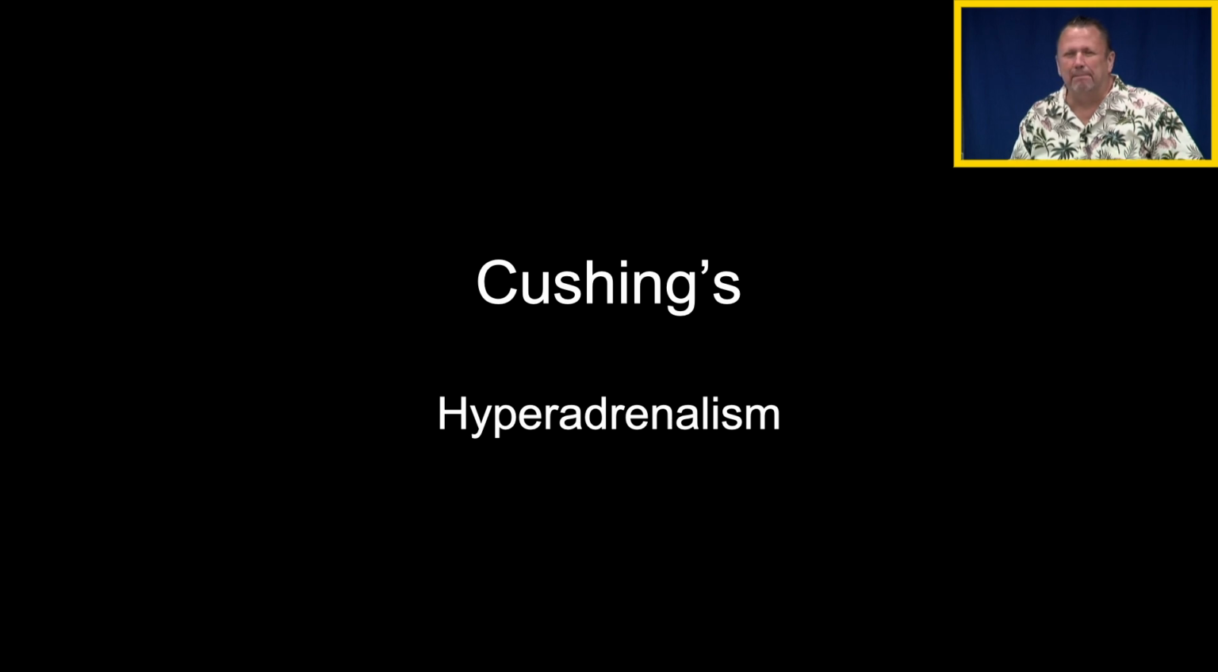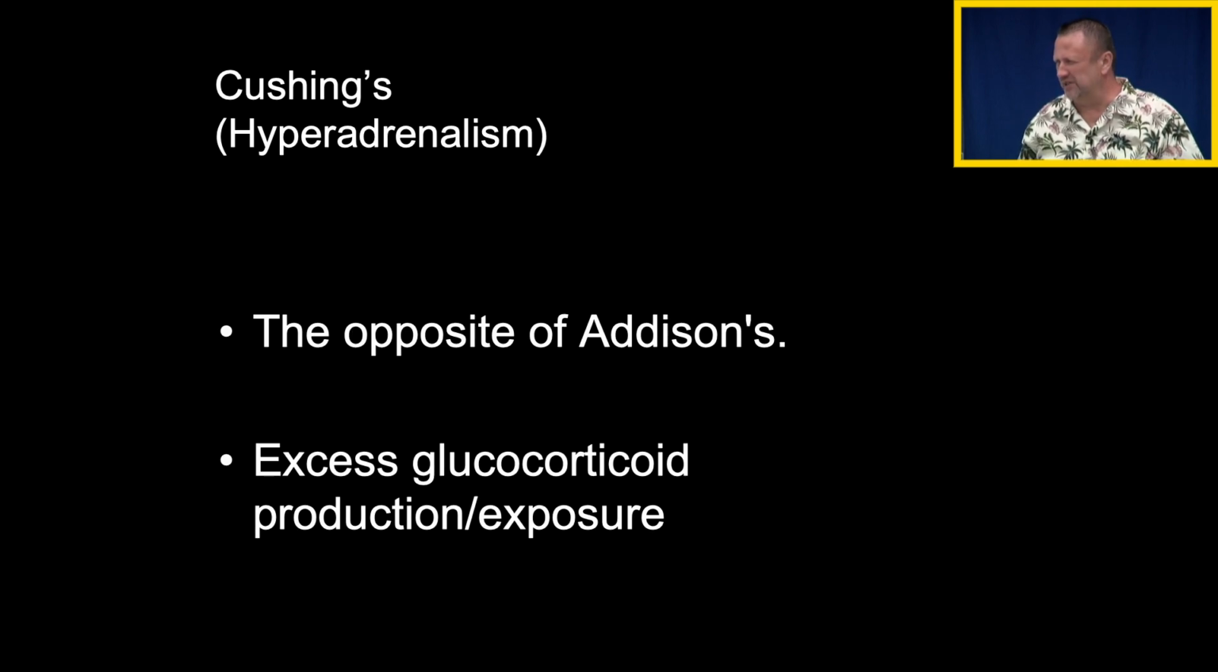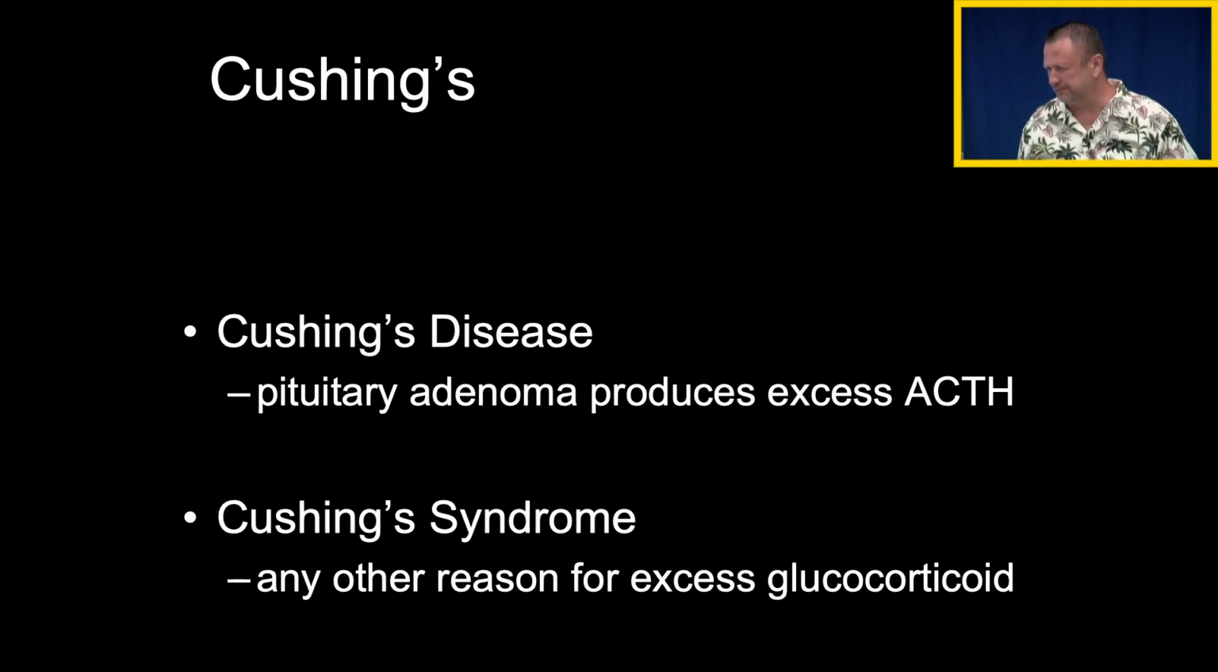Cushing's is hyperadrenalism, too much adrenal hormone for whatever reason. And so I just call it Cushing's, hyperadrenalism, the opposite of Addison's, excessive glucocorticoid either production or exposure. I used to get a lot of emails because I didn't spend enough time differentiating Cushing's disease from Cushing's syndrome. I think from a clinical perspective, Cushing's and Cushingoid is just fine.